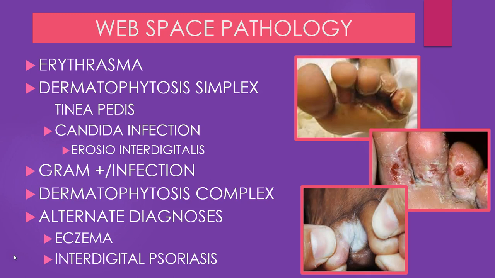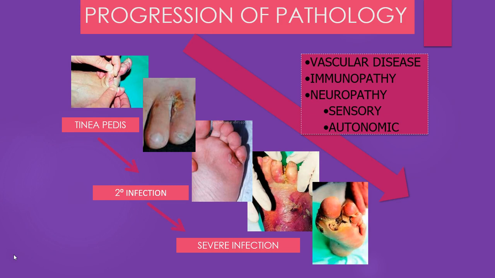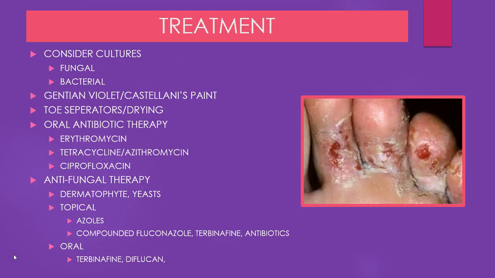In the web spaces of our diabetic patients, we want to remember that there is a differential diagnosis. This would include Corynebacterium minutissimum infections or erythrasma. We may have primary tinea pedis or candida infections, erosio interdigitalis. We may have gram-positive or gram-negative infections between the toes, and we may have dermatophytosis complex, where we have an initial fungal infection and then secondary bacterial infections. We also want to remember that there are some primary skin disorders that can occur in the interdigital spaces. So these toe web space infections can become extremely important in the diabetic patient. They can lead to very serious pathology when unattended, particularly in the presence of vascular disease, the immunosuppressed patient, and the patient with neuropathy who cannot recognize the signs and symptoms.